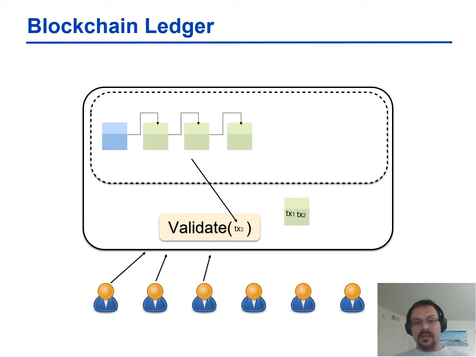More transactions that come in are validated. If they're valid, they're added to the next pending block. Some transactions might be considered invalid. And what happens is that periodically the pending block is actually added to the blockchain. So this is one function of a blockchain ledger.